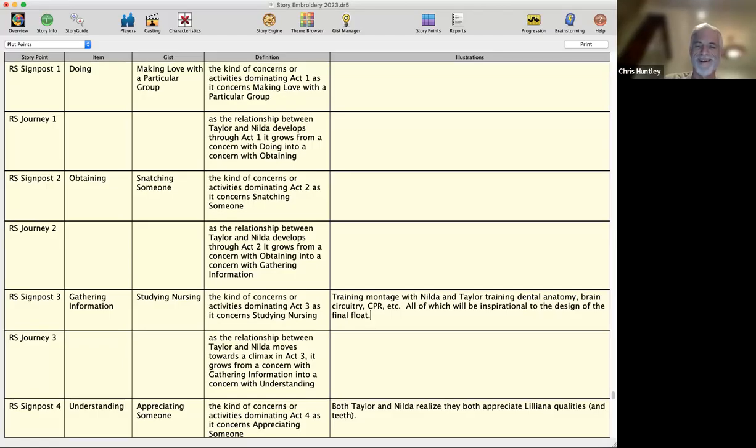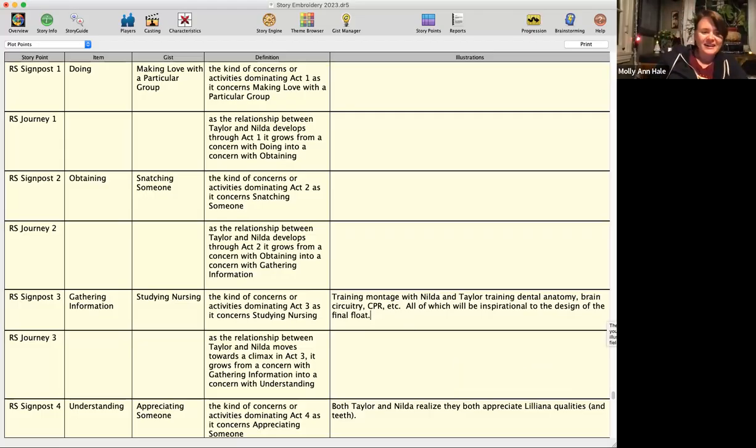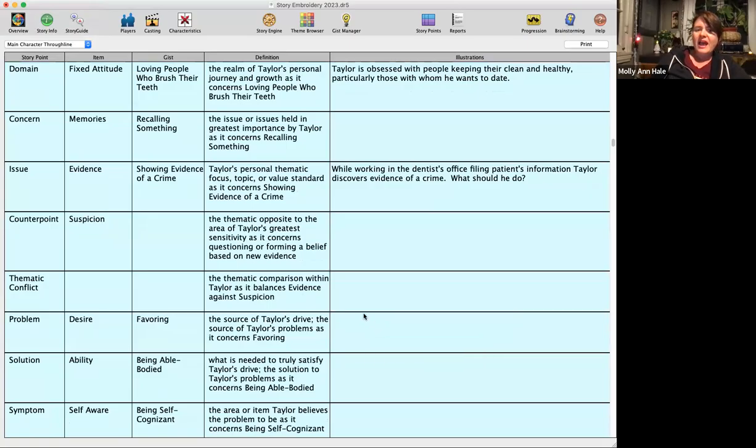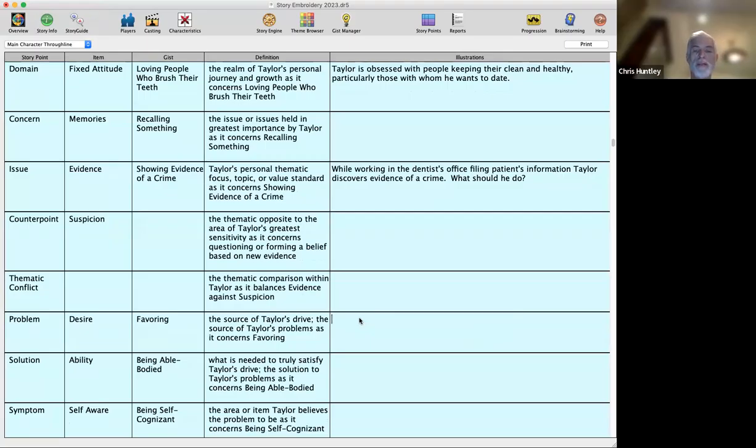I don't like my place in the order here. I would like to take it back to the main character, please. I'm not sure I quite get this, but I like where it's talking about the desire and favoring his problem. His problem is desire and favoring, and the source of Taylor's drive, the source of Taylor's problems as it concerns favoring. Now, does that have to deal with the grandma, or can it be anything in his life that has to do with favoring? It's anything. Well, it's probably anything and everything that is personal to him.